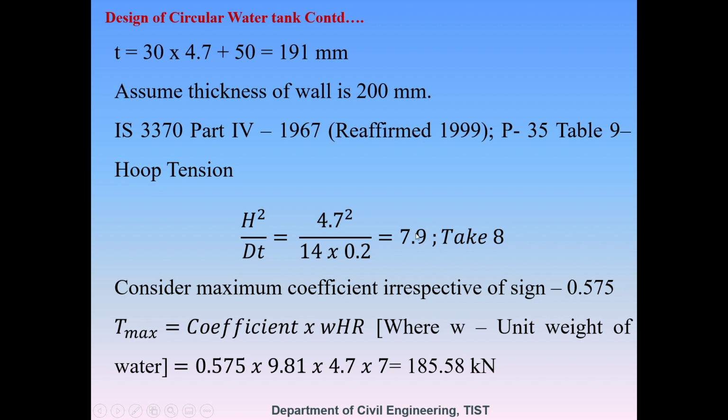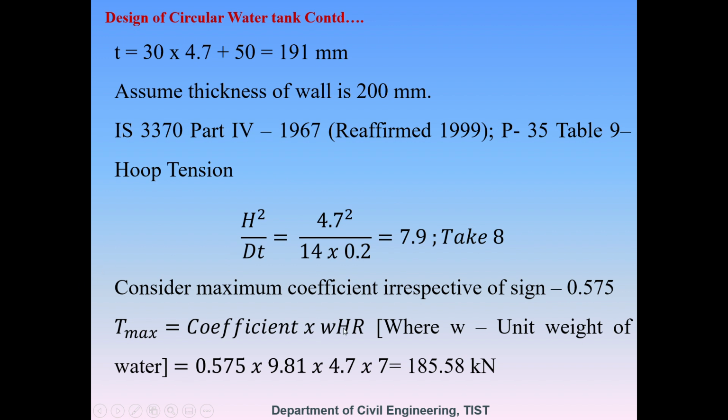So you will get 7.9, can take it as 8. Then by using this value of 8 and from this table, you have to find out the value of the coefficient. You have to consider the maximum coefficient irrespective of sign. So you will get 0.575. Substitute the value of the coefficient here.